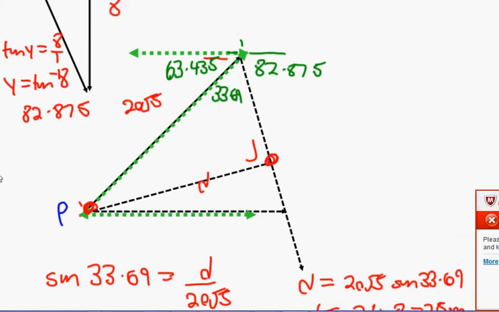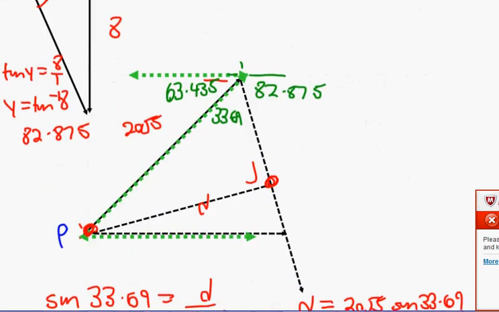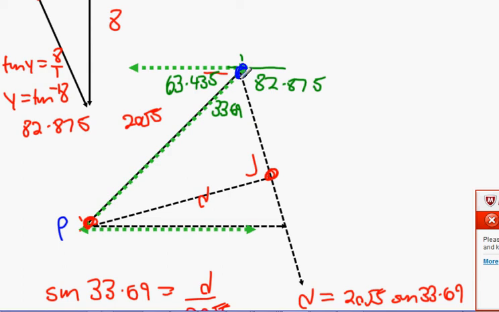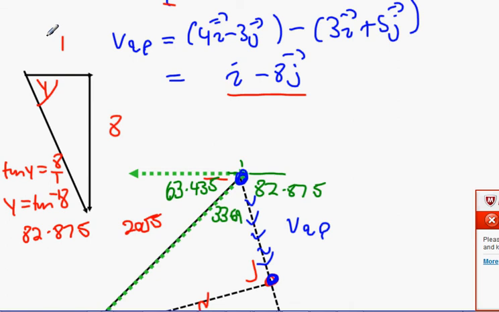Now, it's also going to ask me for the time. Find the time when P and Q are close together, correct to 1 decimal place. This means that I have to find out how far Q relative to P actually travelled. How far did it actually travel before it got to the closest point? I'll need 2 things. The first thing is I'll need the speed of it. The speed is the hypotenuse of 1 and 8, root 65. The velocity of Q relative to P is root 65 meters per second.